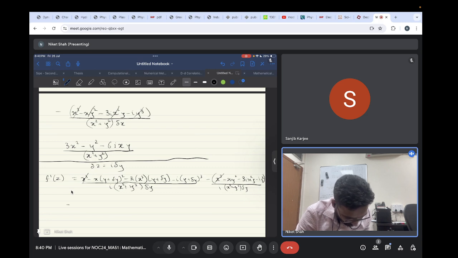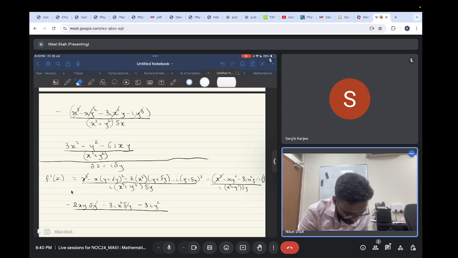2y delta y minus 2xy delta y minus 3i x square delta y minus 3i y square delta y, and everything else will go away, and even these delta y's will get cancelled, so I'll not have these delta y's because there's a denominator delta y term, but I'll have an i in the denominator, i times x square plus y square.